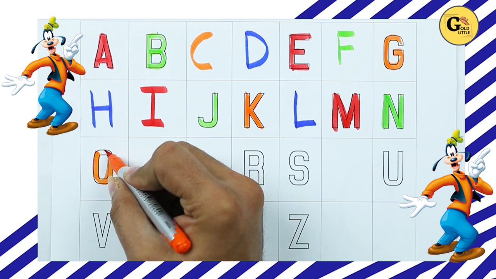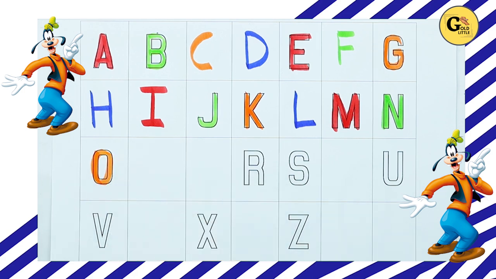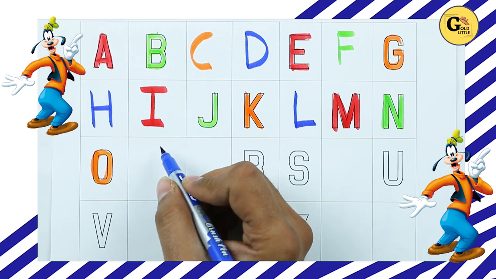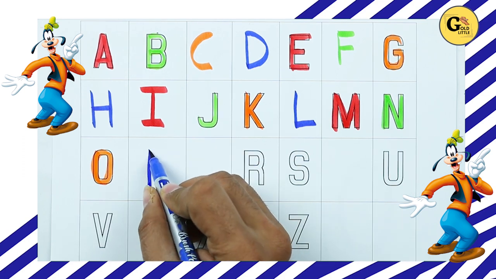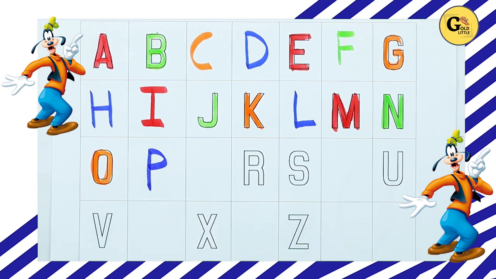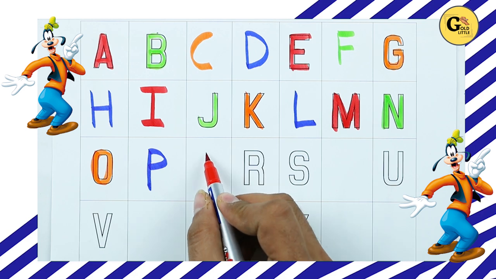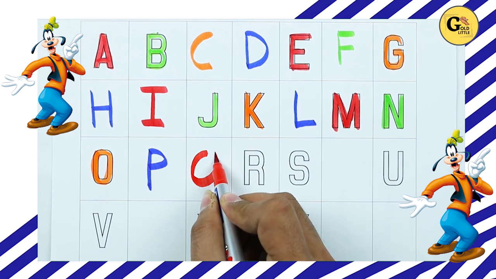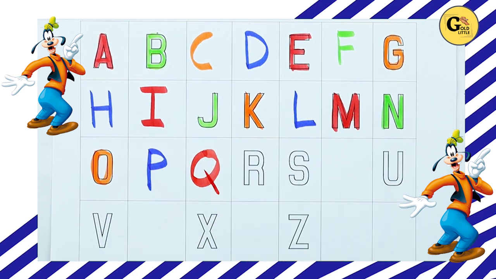O for octopus with orange color. What next? Tell me. Yes, it's P. P for parrot. What next? Tell me. Q. Q for queen.